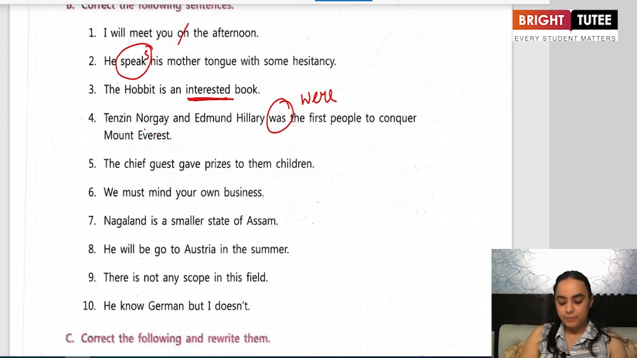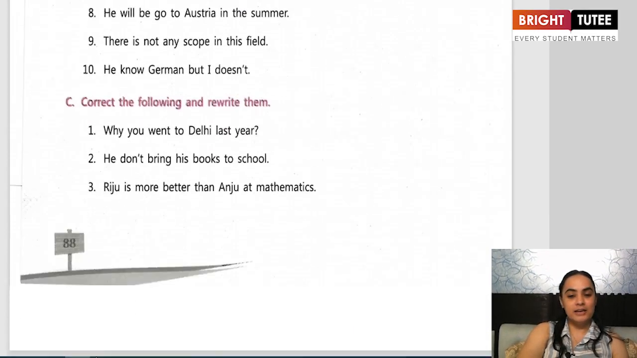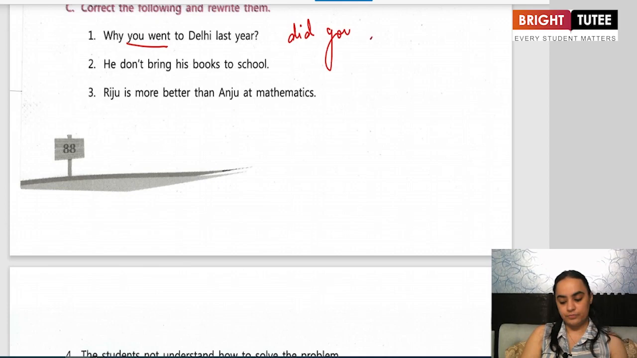The chief guest gave prizes to them children. Them children? No, to the children. We must mind your own business. You must mind your own business, or we must mind our own business, whatever the case may be. Alright? Now look at the next question. Again it says, correct the following. Why you went to Delhi last year? Do we say why you went? No. Why did you go to Delhi last year?